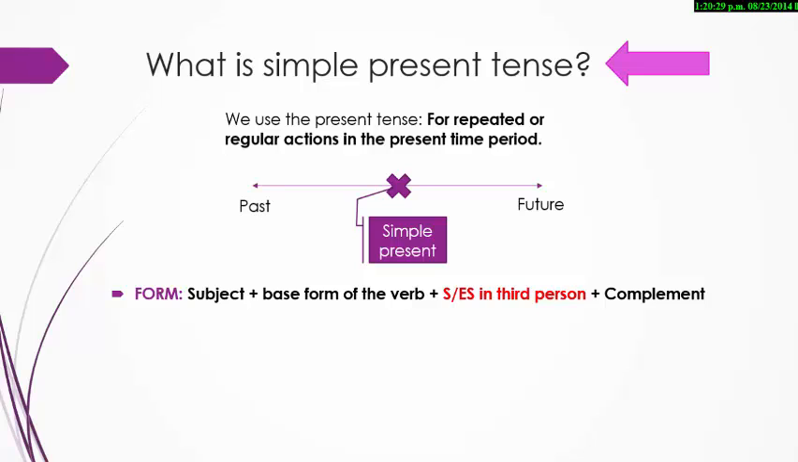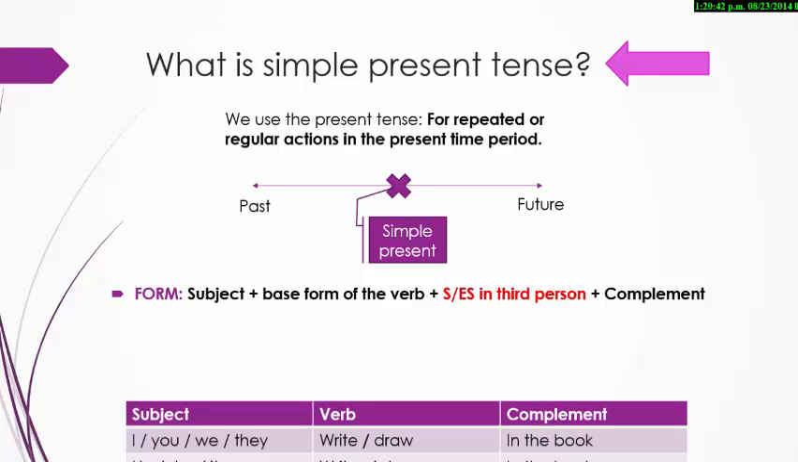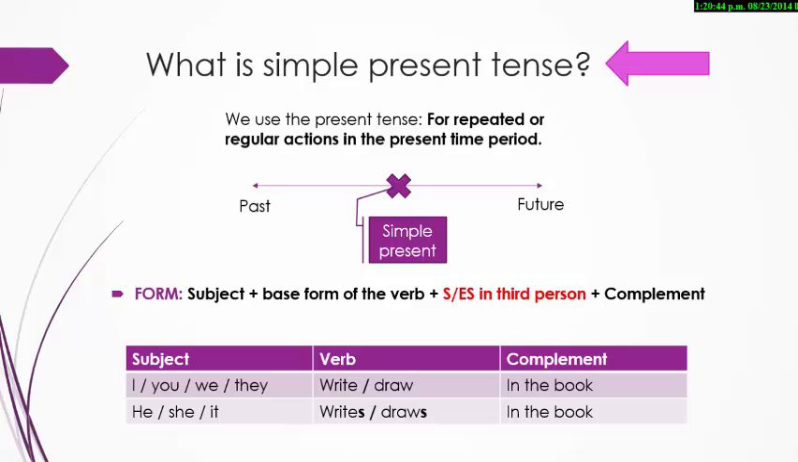This is the form of the simple present tense. First, subject plus base form of the verb, plus s or es in third person, plus complement. Let's see the following: subject, verb, and complement.